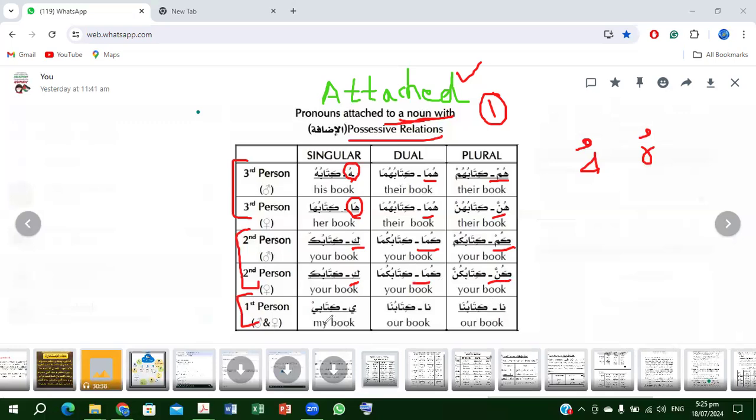And then for first person, it is ya, you can say e, and then na for plural or dual, same. Kitabuna, our book. Maybe if we are two, then also we'll say our book. Maybe if we are many, then also it is our book. And kitabi, my book. When ya is attached, it is my book. Qalami, my pen. Madrasati, my school. Baiti, my home.